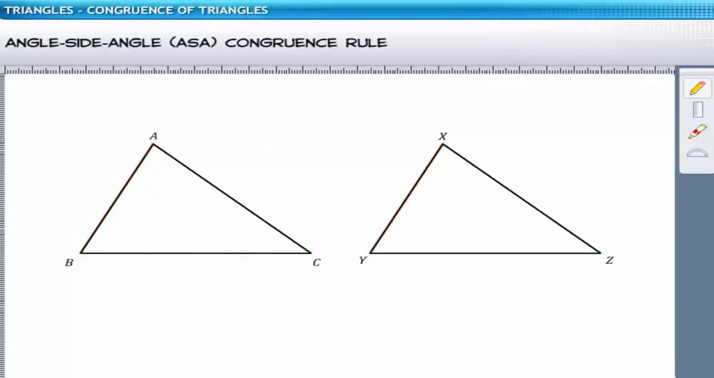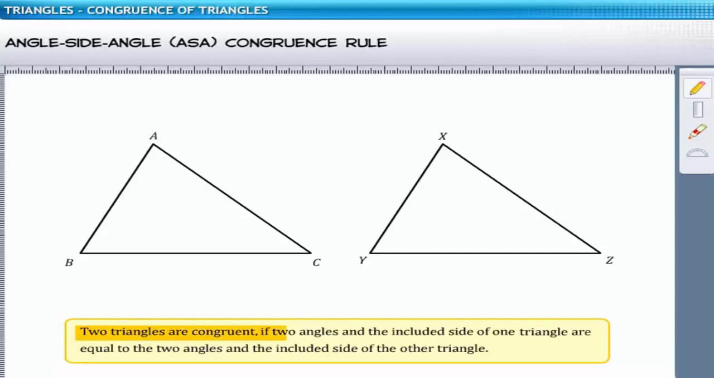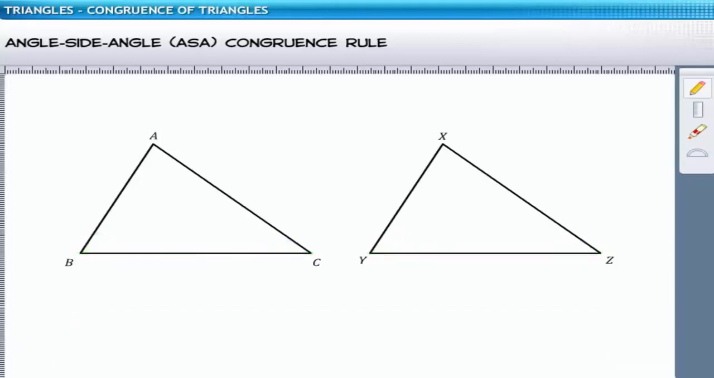Next, the second congruence rule states that two triangles are congruent if two angles and the included side of one triangle are equal to the two angles and the included side of the other triangle. This is referred to as the angle-side-angle or ASA congruence rule. Let's prove it. Consider two triangles ABC and XYZ such that angle B is equal to angle Y, angle C is equal to angle Z, and BC is equal to YZ. To prove these triangles are congruent, we use the SAS congruence rule.